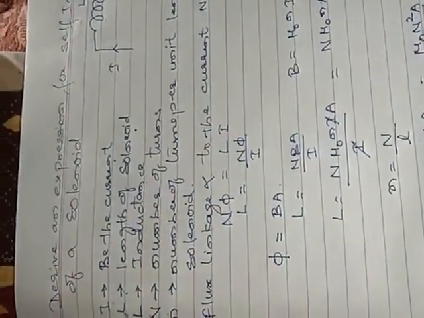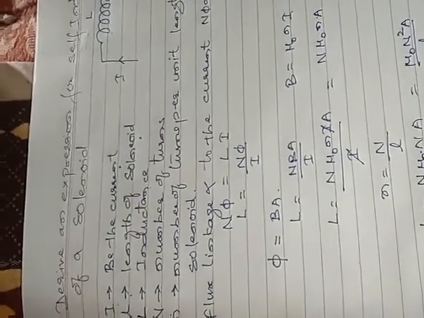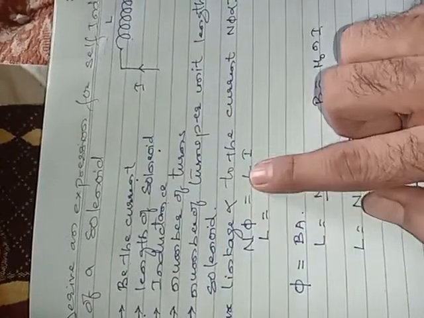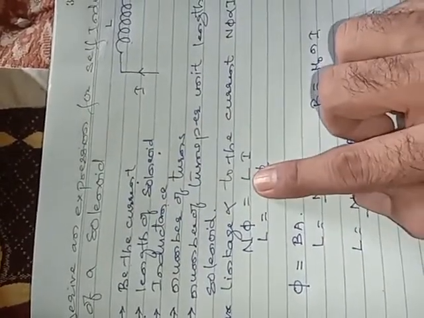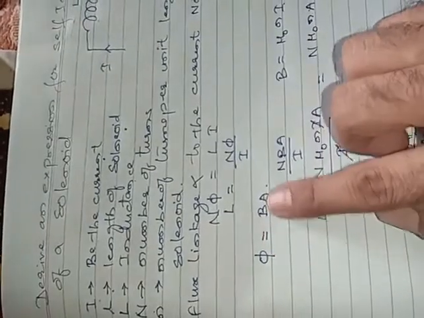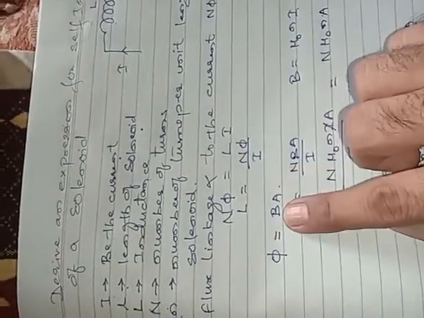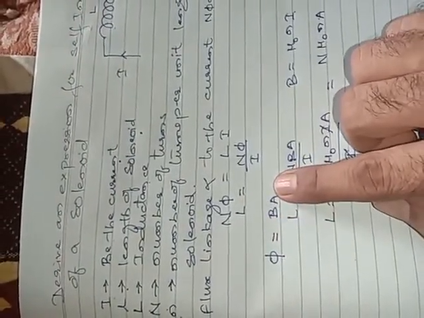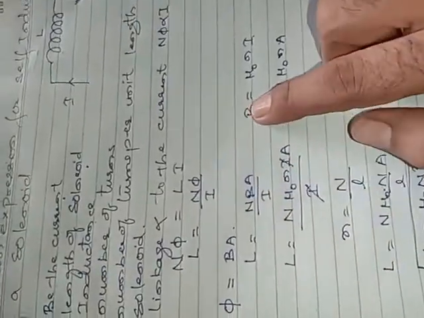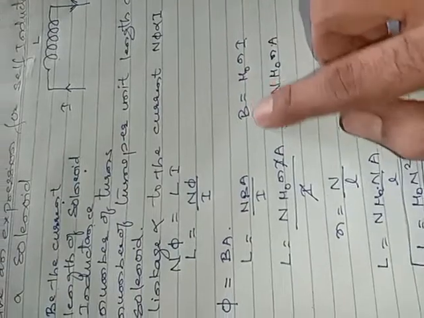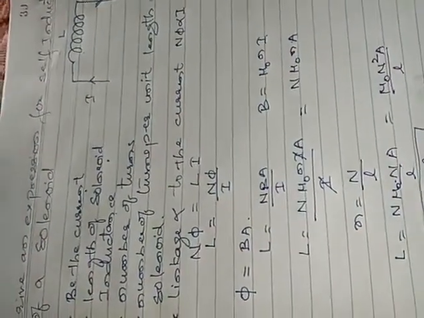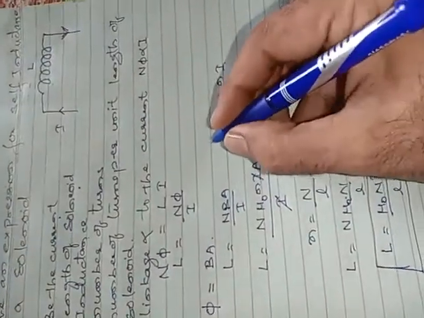The flux linkage is directly proportional to what? To the current. So N phi is proportional to I. So N phi is equal to L into I, where L is the inductance. So L can be written as N phi divided by I. Phi is equal to B into A. B is the magnetic field, A is the area of cross section. So L is equal to N B A by I. We know further B is equal to mu naught n I. B किसके लिए है? सोलेनॉइड के लिए.